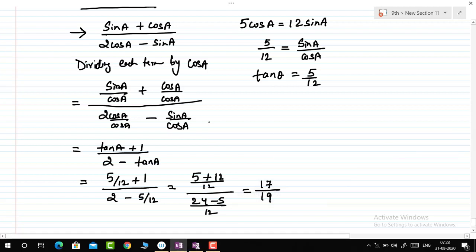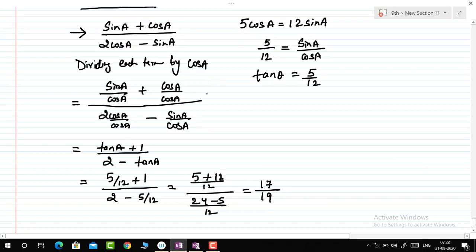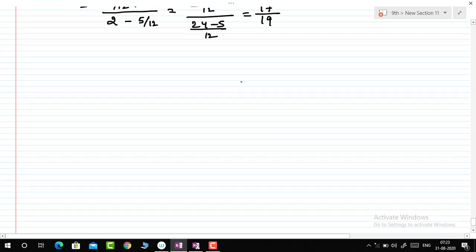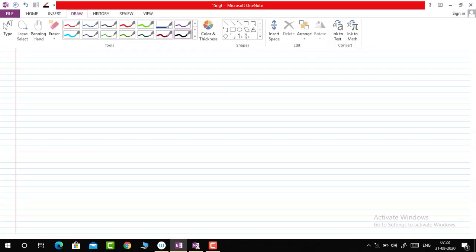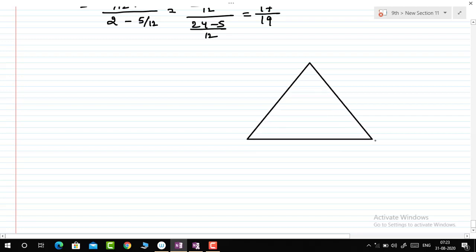Now come to question number 19. In question 19, there is a triangle ABC. So this is a triangle, and it is mentioned that AB is equal to AC. So this AB length is the same as length AC. So both are 15 centimeters, and the length of BC is 18.